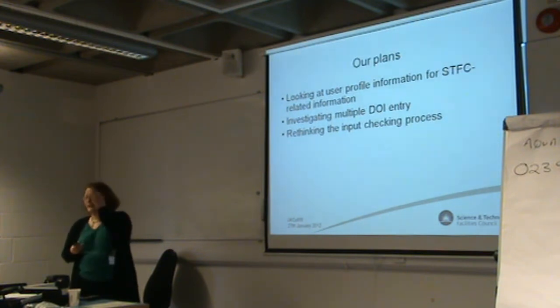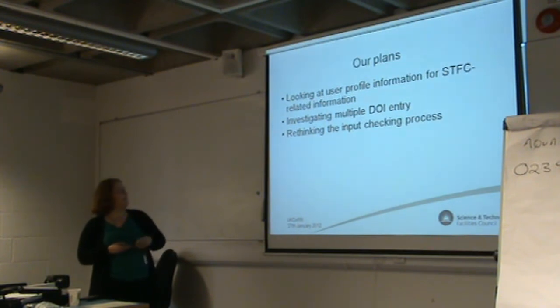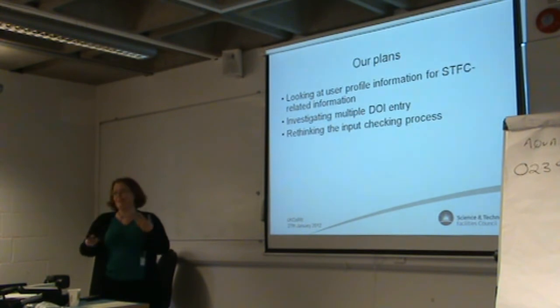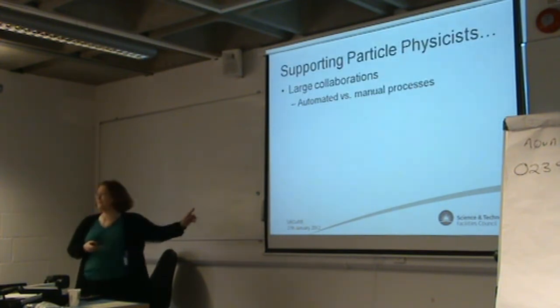So we're in the middle of doing some redevelopment work around our publication system. So we're going to look at doing some more profiling. The way people log in uses their institutional ID, so we ought to be able to work out where they work. We are looking at multiple DOIs, and we're rethinking the checking process, so maybe they don't have to check. They really don't want to. So that's our plans. But I've got a particular issue with this that I thought I'd bring to you all.